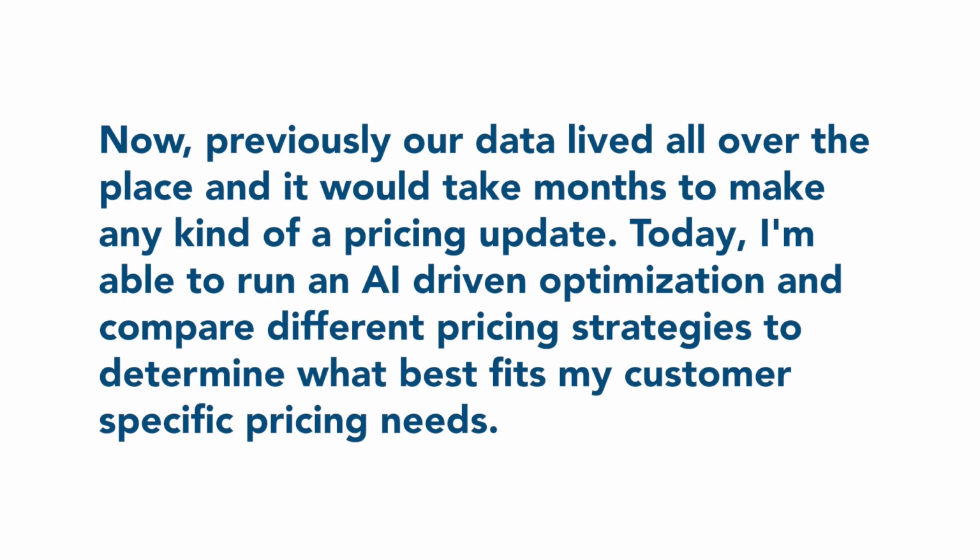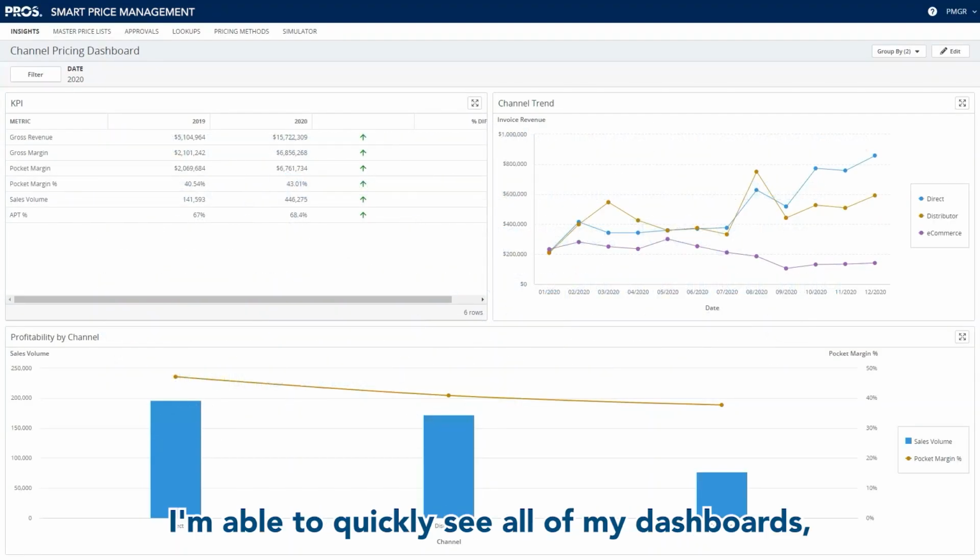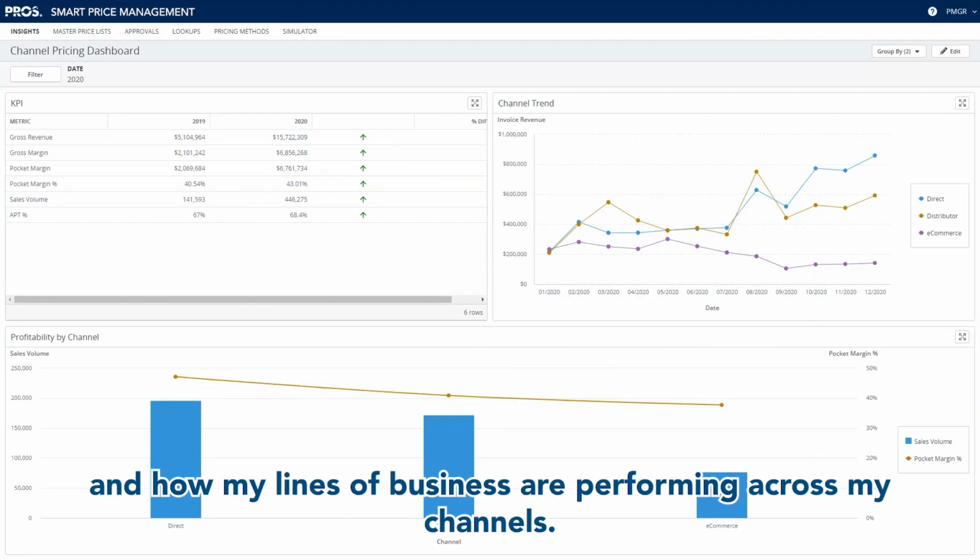Now, previously, our data lived all over the place, and it would take months to make any kind of pricing update. Today, I'm able to run an AI-driven optimization and compare different pricing strategies to determine what best fits my customer-specific pricing needs. Now, as I log into Pros, I'm able to quickly see on my dashboard how my lines of business are performing across my channels.